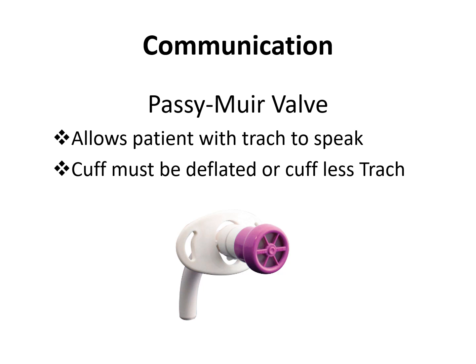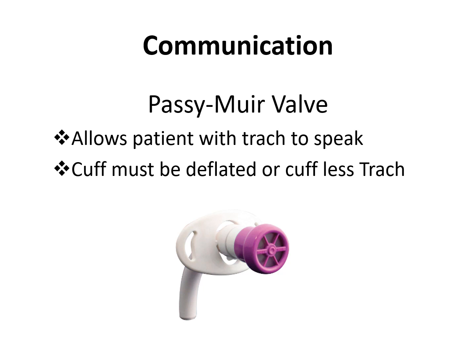If the patient has a trach, they may have a cuffless trach or they may have a cuffed trach, but this is another way for them to communicate. So with a Passy-Muir valve, the patient is allowed to speak. If the patient does have a cuff, it must be deflated, and usually it's used for cuffless trachs.